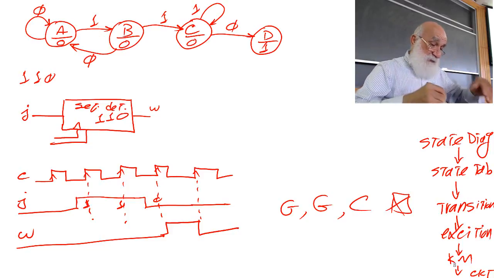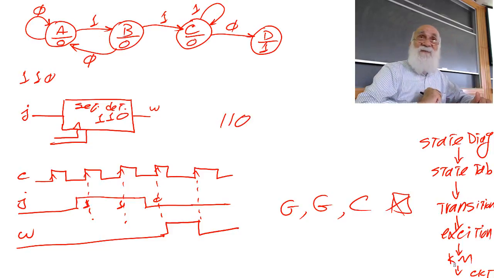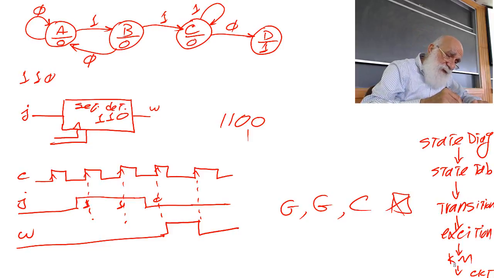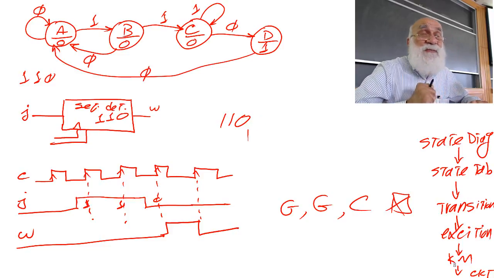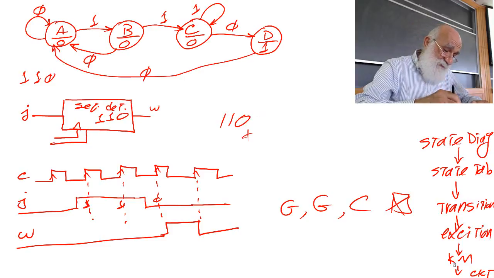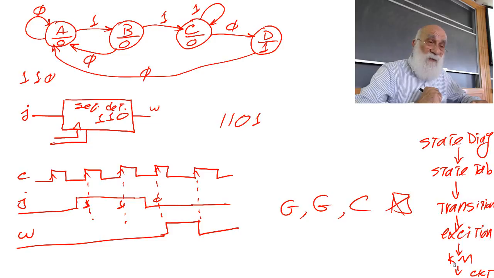Okay, let's forget about gas stations and all of that. 110 I have received. I go to state D. What if I receive another 0? Well, another 0 is nothing that is worth remembering. I go back to 0. Usually when you are doing sequence detectors, you allow overlapping sequences. Overlapping sequences means that if you get another 1, okay, in this case I don't have any overlapping sequence.